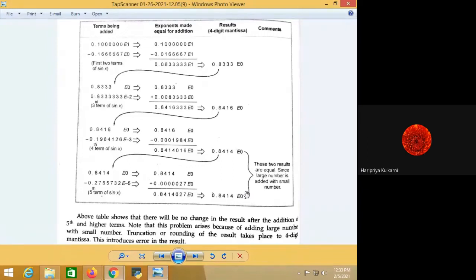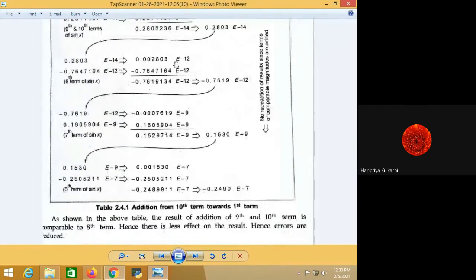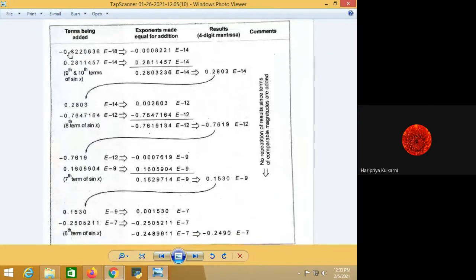Okay. So we'll stop here and let us try another way of adding it. I mean, we will add the 10th term and the ninth term first. The result will be added with the 8th term and so on. So see here, this is my ninth term. This is my 10th term. So I have normalized it to E minus 14. I have added it together. I got this answer. Okay.